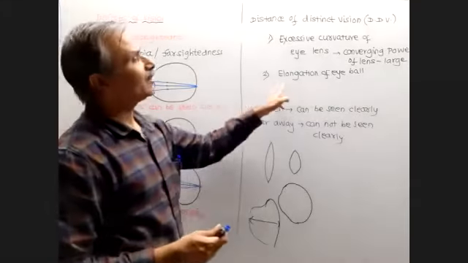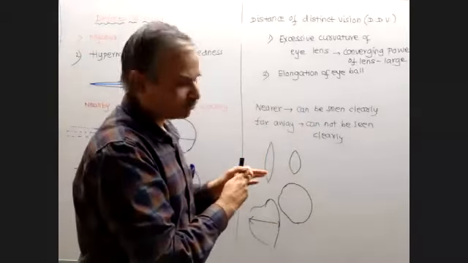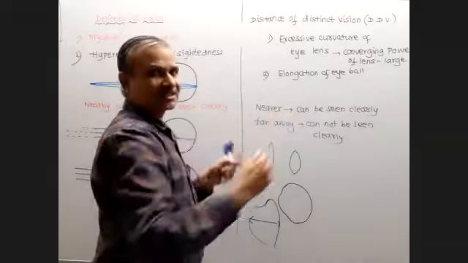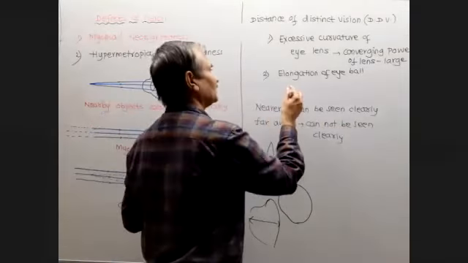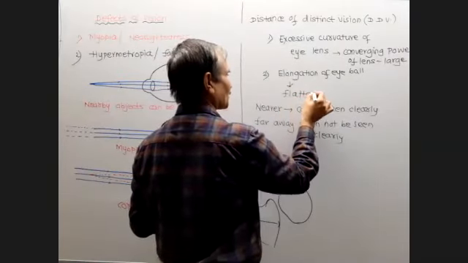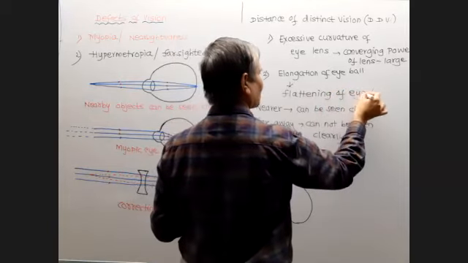Second is the elongation of the eyeball. Since there is elongation of the eyeball, what will happen? The distance between the eye lens and the retina increases. Opposite of elongation is flattening. Flattening of the eye.